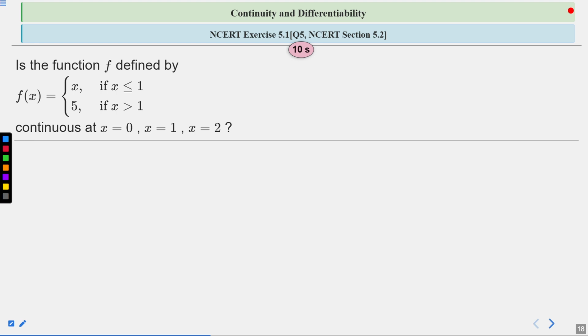So how can we check? Again, in this question also, we will check the left hand limit and right hand limit at x = 0, 1 and 2. If the left hand limit, right hand limit and the function value at a particular point are equal, then we can say that the function is continuous. And if they are not equal at a particular point, then we can say that the function is discontinuous at that point. So in this way, you can try to attempt this question. You have 10 seconds to solve or think about this question. After that, we will move to the solution part.